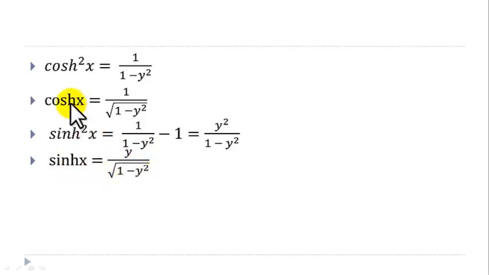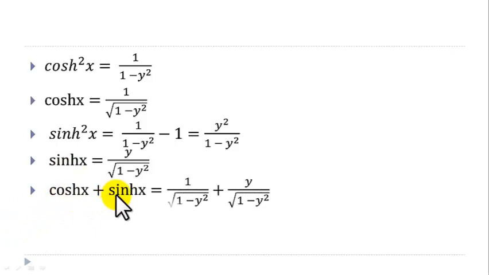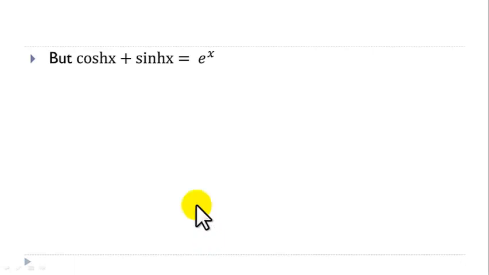Then cosh x plus sinh x is equal to 1 all over the square root of 1 minus y squared plus y all over the square root of 1 minus y squared. Adding the two, we have 1 plus y all over the square root of 1 minus y squared. But cosh x plus sinh x is equal to e to the x. So therefore, e to the x is equal to 1 plus y all over the square root of 1 minus y squared.